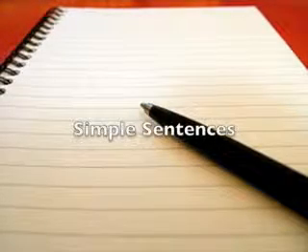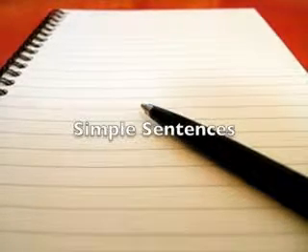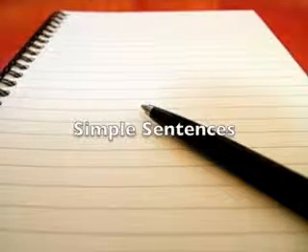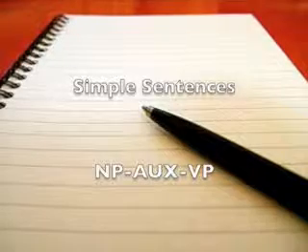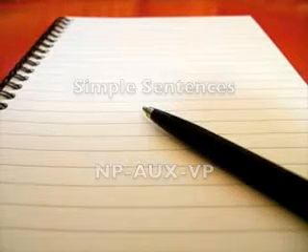Now that the necessary background concepts have been addressed, we can move on to an introduction to the syntactic structure of the English language. First, we look at simple sentences. A simple sentence on the deep structure level consists of a noun phrase, an auxiliary verb, and a verb phrase. Let's look into each one of these constituents.